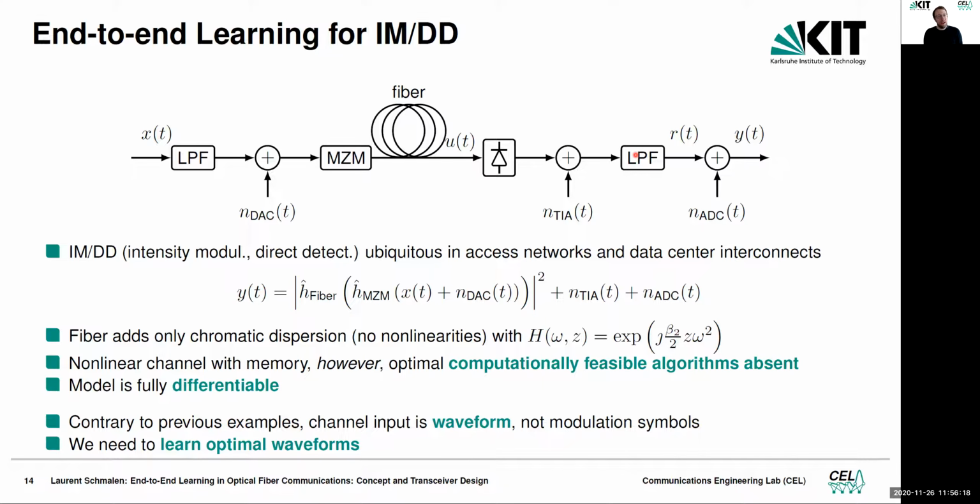We have D to A and A to D converters that have a finite ENOB, so we model these by adding noise. We have a Mach-Zehnder modulator, which is nonlinear. We have the fiber. The fiber is dispersion only, so no nonlinearities. It's simple chromatic dispersion, square law detection, and noise due to the TIA. This model is fully differentiable, so we can use it to learn waveforms. We're just changing the parameters of the neural networks. Instead of symbols, we can directly learn waveforms.